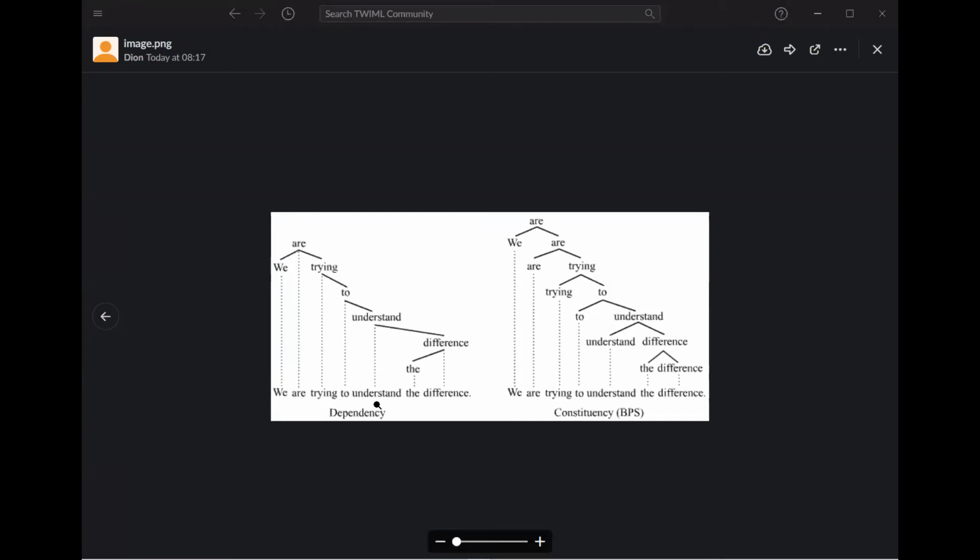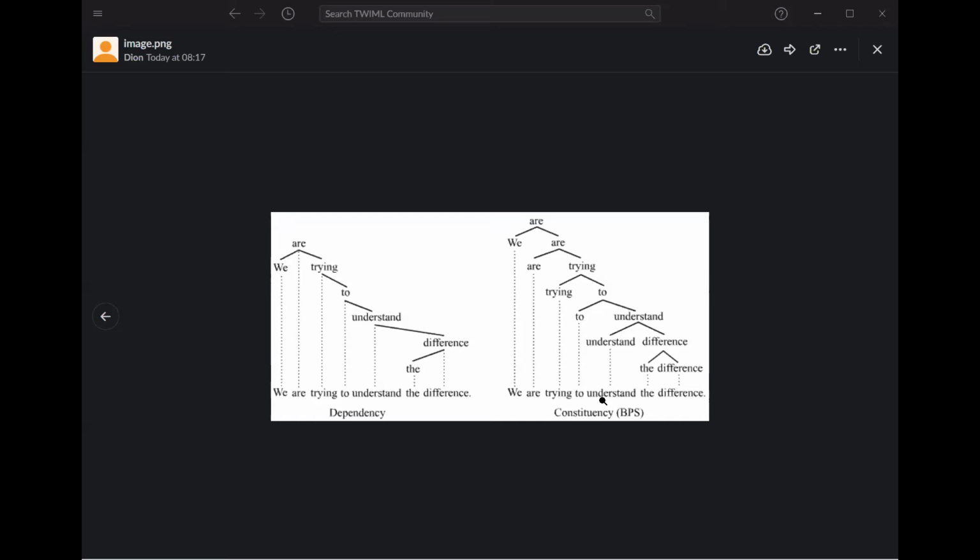And so here's the dependency tree. We, as the subject, are trying, I guess that's part of the verb, to understand. These are all dependencies. So this is the way that you take apart a sentence with the dependency graph, and then this is the constituency method, the other method. Can I, yes, explain more?